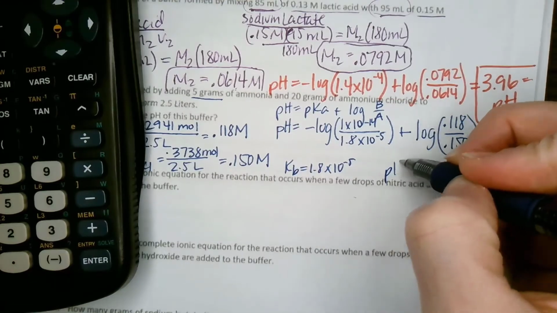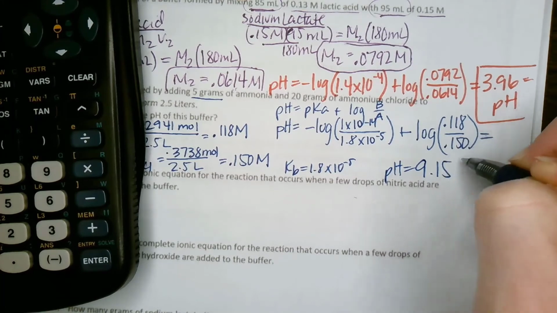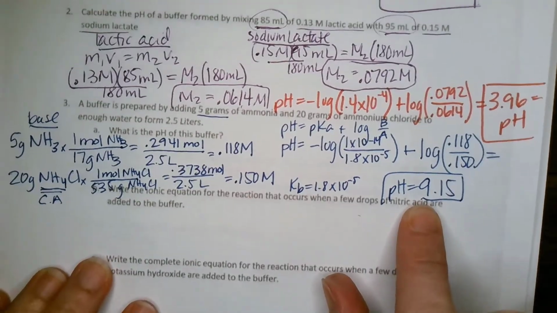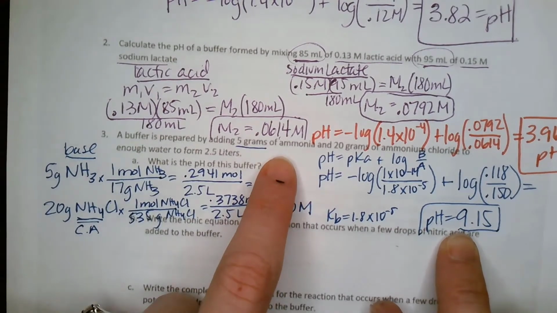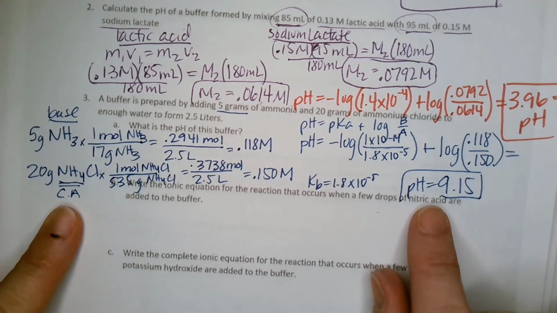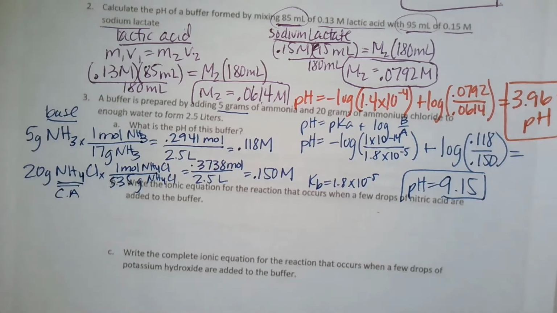If we think of this, does this make sense? Well, that's a basic pH, and we have our NH3, our ammonia. So yeah, we will have a basic pH.